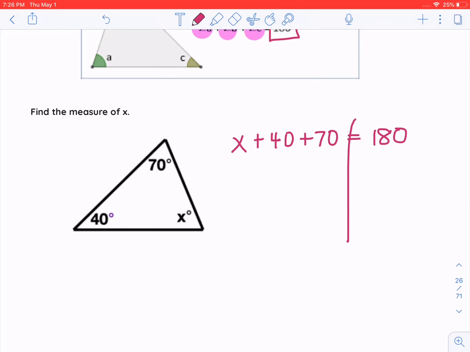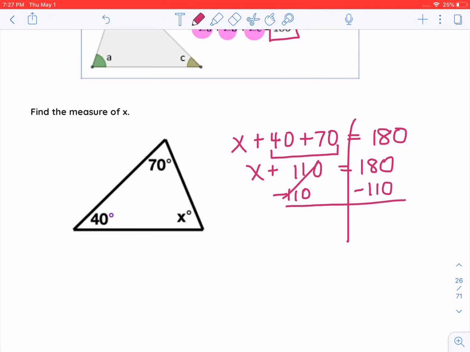All right, so to solve this, I'm going to combine my like terms. So 40 plus 70 is 110. And then to solve for x, I'm going to subtract 110 from both sides. So x is equal to 70 degrees. So that missing angle is 70 degrees.